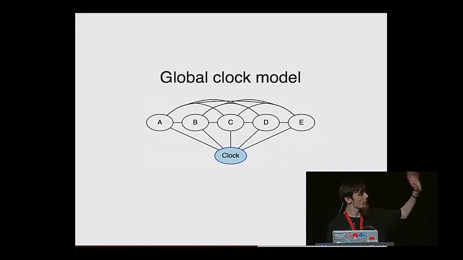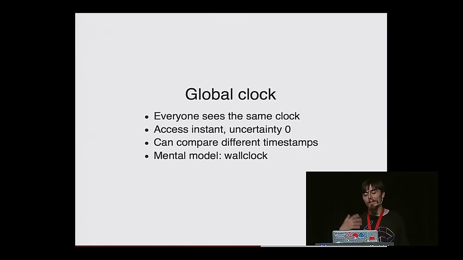The thing in blue is the thing with the clock. Now, that global clock model means that everybody has the same clock, and all accesses to that clock are instant. The uncertainty is 0. Everybody sees exactly the same clock. It has a really cool effect: it means that if I see a timestamp from somewhere else, I can compare them, right?